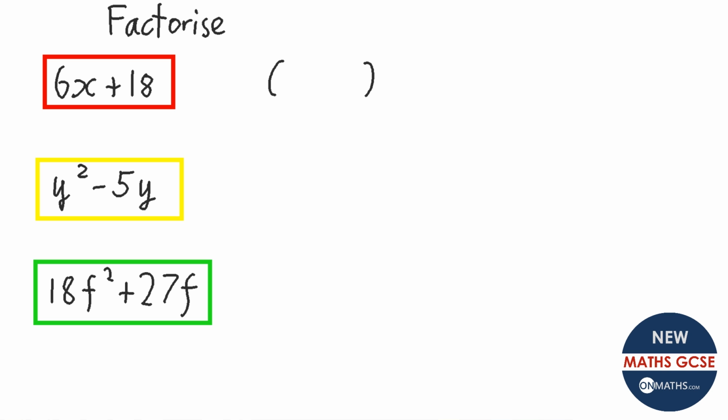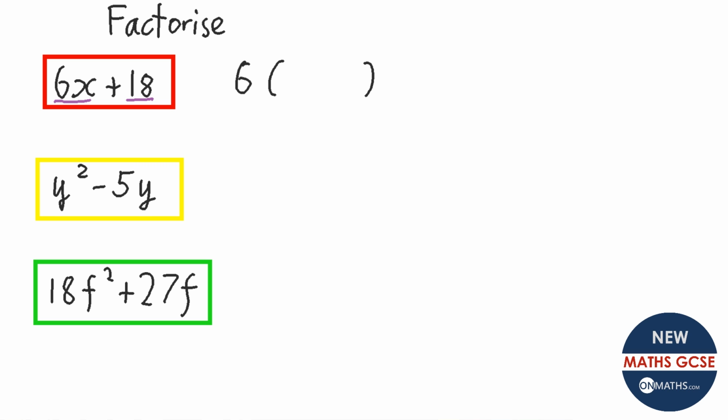Now, I am looking for the highest common factor of 6x and 18. Now, I know it's not going to be a letter because there's only an x and 6x. So I'm looking at the numbers, 6 and 18. What is the highest times table they're both in? Well, they're both in the 6 times table. So 6 will be on the outside of the bracket.